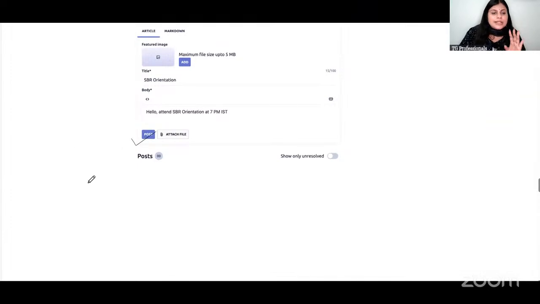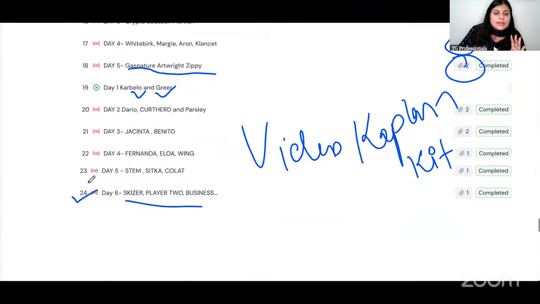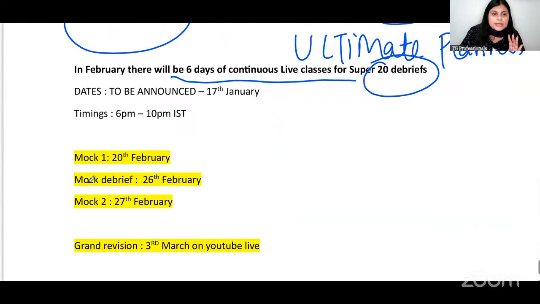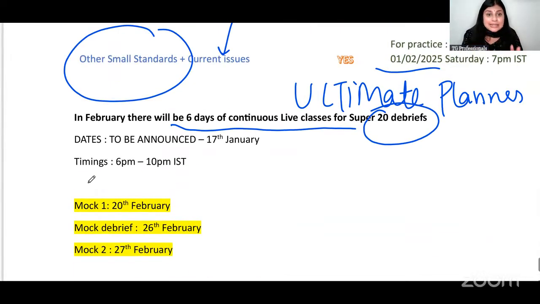So this is the ultimate planner. And of course, after the Super 20 sessions, which will be for around 3 to 4 hours every day for 6 days continuously in February, with timings of 6 p.m. to 10 p.m., our first mock will be on 20th February. Its debrief will be on 26th February. The second mock will be on 27th February.